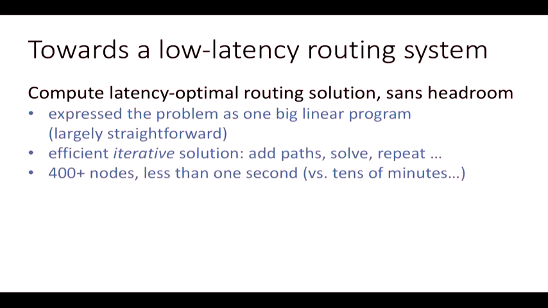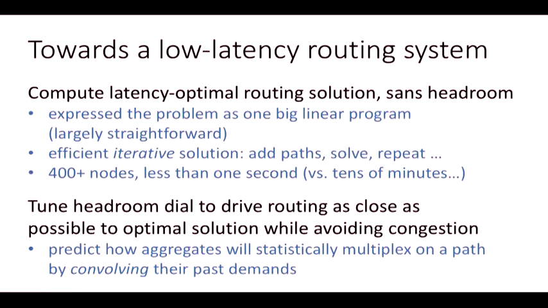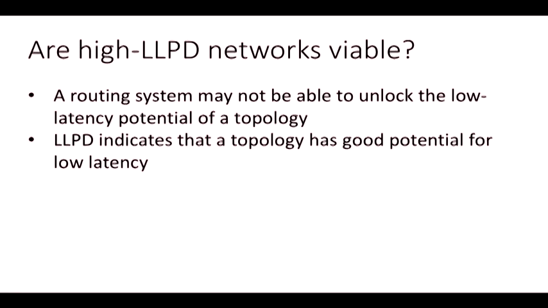So how are we going to combine those two into a real routing system? Well, first we need to compute the latency optimal routing solution, the one without headroom. We expressed the problem as one big linear program, and then we came up with an efficient iterative solution that lets us compute this at scale. Once we have computed that, we need to tune the headroom dial to drive the routing as close as possible to the optimal solution without causing congestion. To do that, we can predict how aggregates will statistically multiplex on a path by convolving their path demands. There's more details about that in the paper.